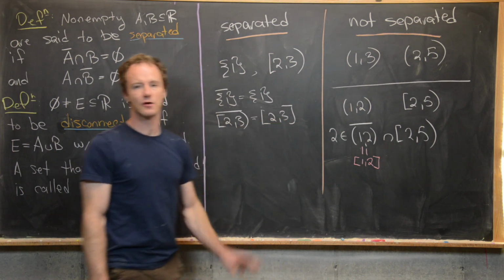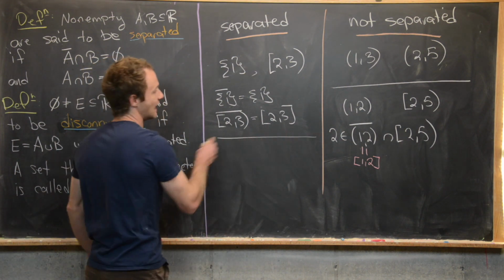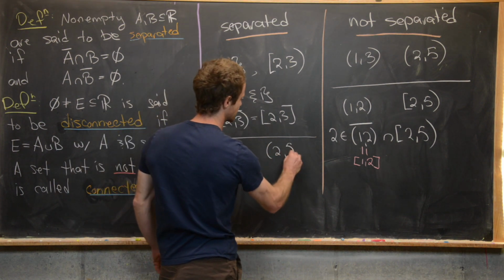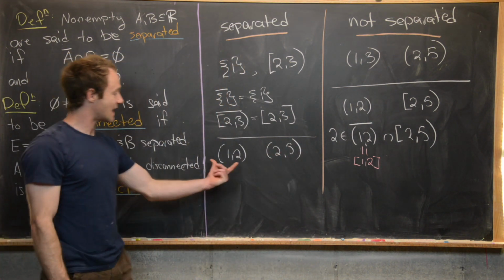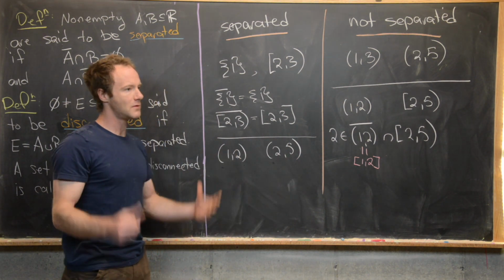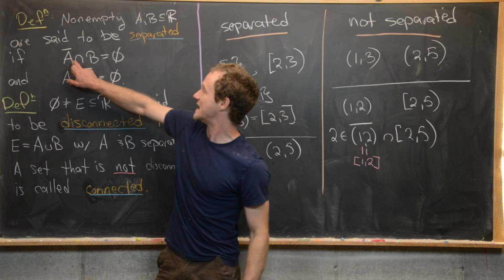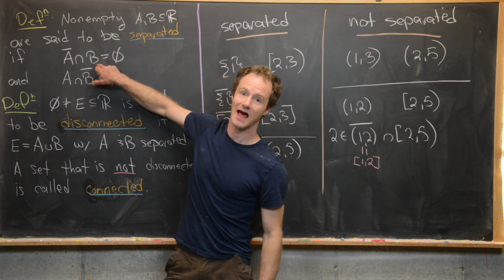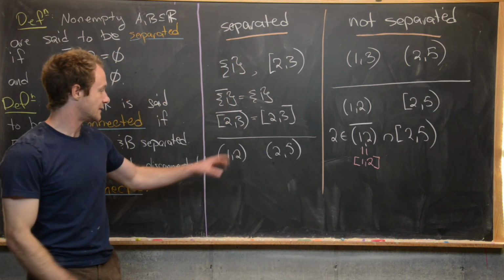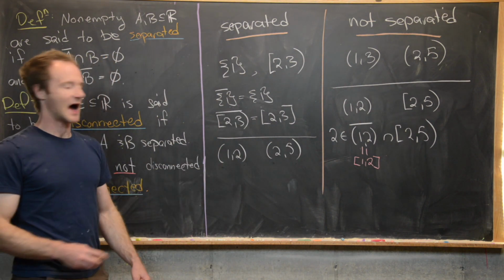But this example gives us an idea for another example of two separated sets. We have the open interval (1, 2) and the open interval (2, 5). Notice that the closures of these two do intersect, so they almost are not separated, but we need the closure of A to intersect with B, where B has not been closed, and similarly A must intersect with the closure of B. But we don't have that in either of those cases. There's no overlap in either case.